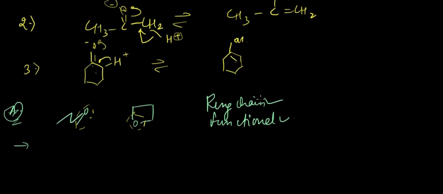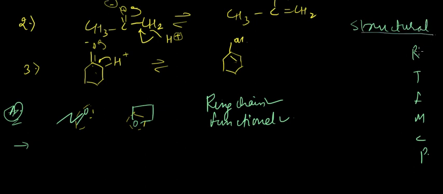We have, okay, so I'm just writing this for reference. RTFMCP. Here I have written the name of all structural isomerism. R is for ring chain, T is for tautomerism, F is for functional group isomerism, M is for metamers, C is for chain, and P is for position isomer.